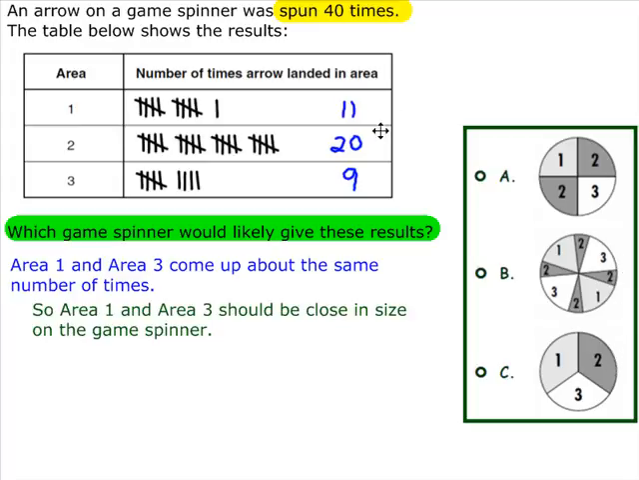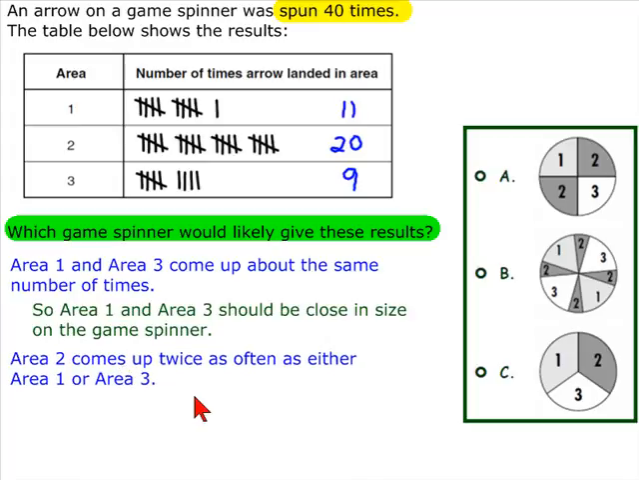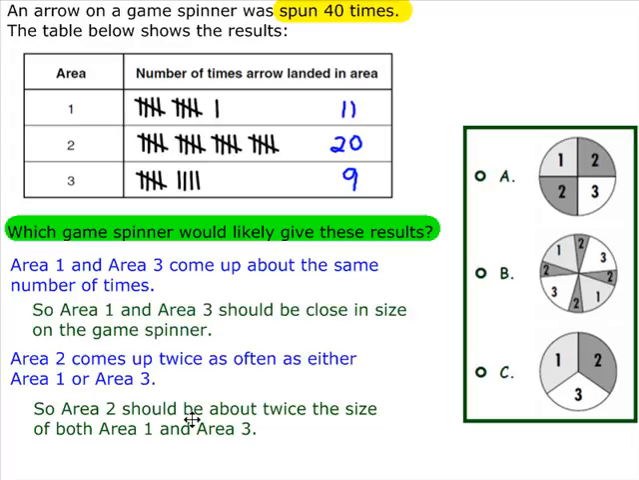So let's go back and look at the data that was collected. And what we can see is that area 2 comes up about twice as often as either area 1 or 3. So let's make a note of that. Area 2 comes up twice as often as either area 1 or area 3. So what that means is that area 2 should be about twice the size of both area 1 and area 3.